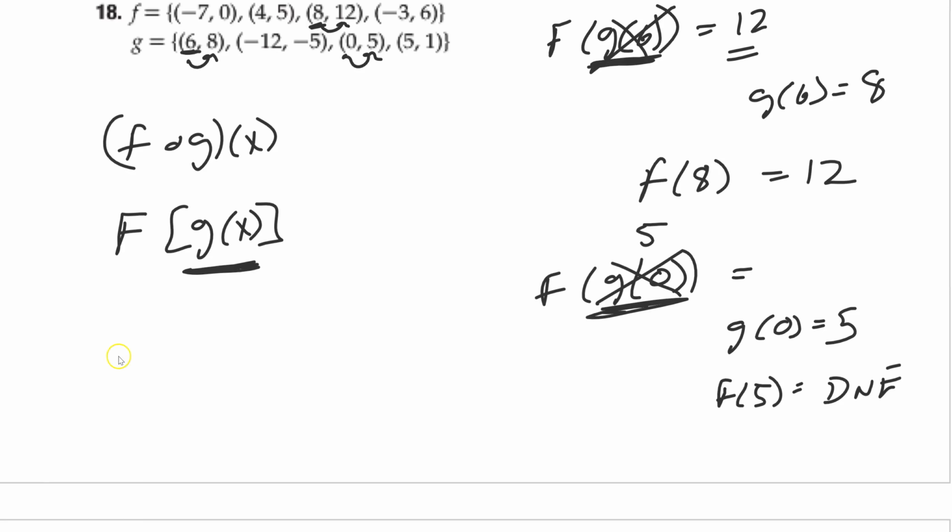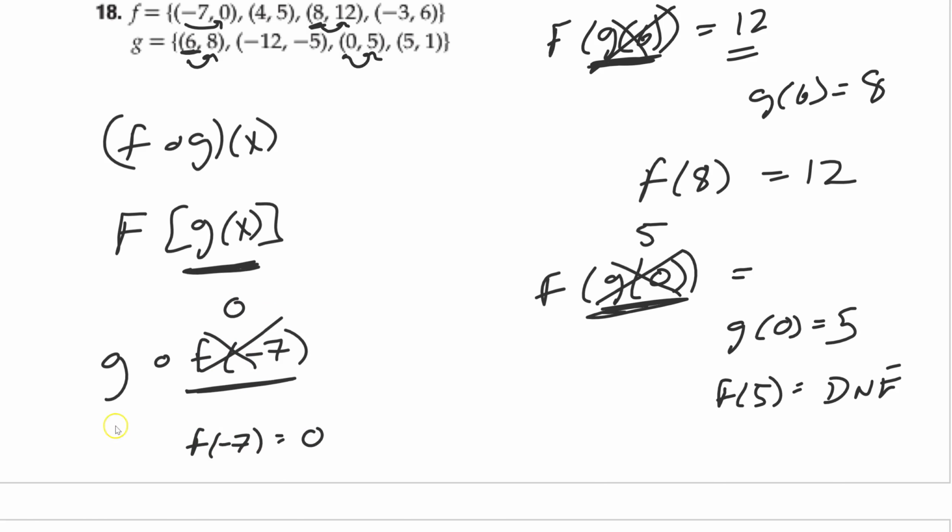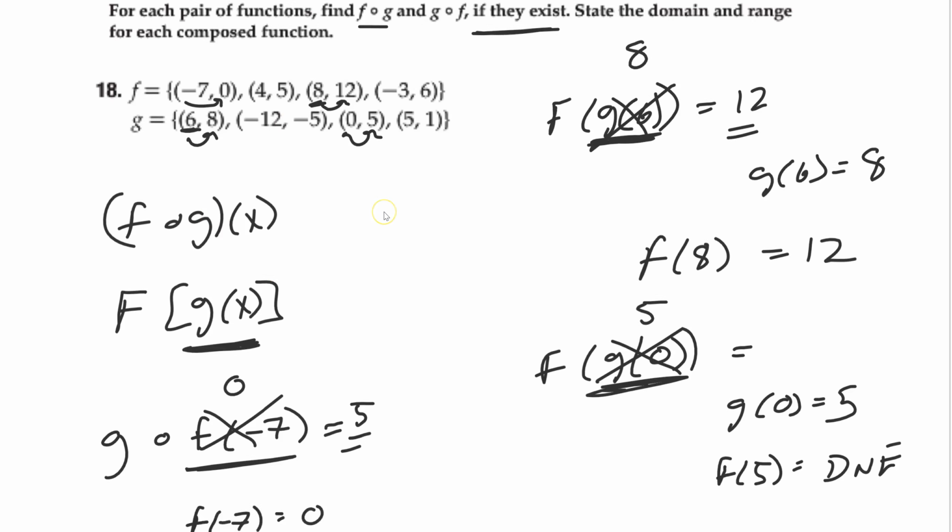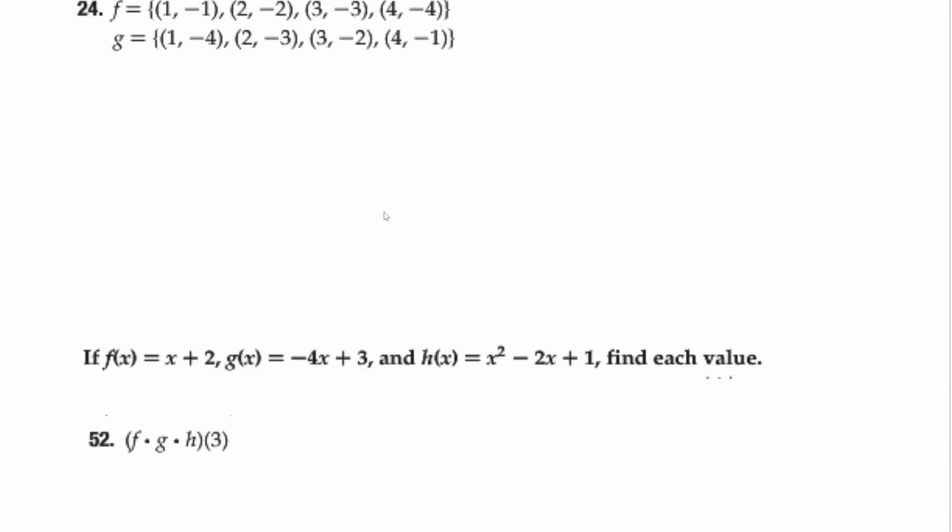But we could go backwards. Let's do g of f of negative 7. Right? So again, do that one first. f of negative 7. Look at f. Negative 7 gives you 0. So this one's 0. Now we just gotta do g of 0. And g of 0 gives you 5. So this is 5. So that's how you do composition when I give you points like this. You just work your way inside out.